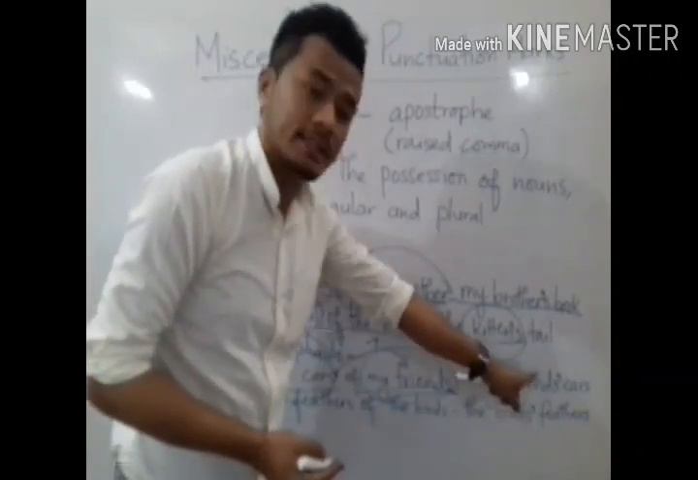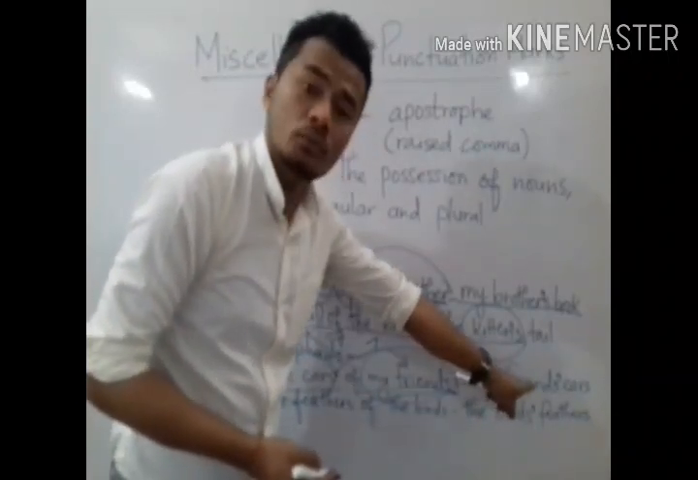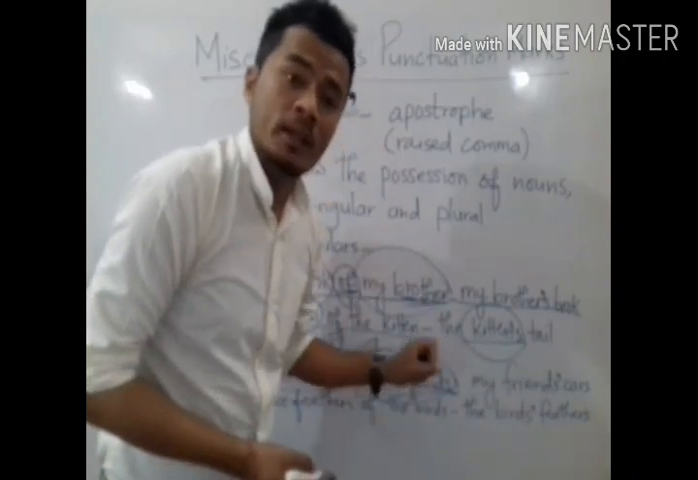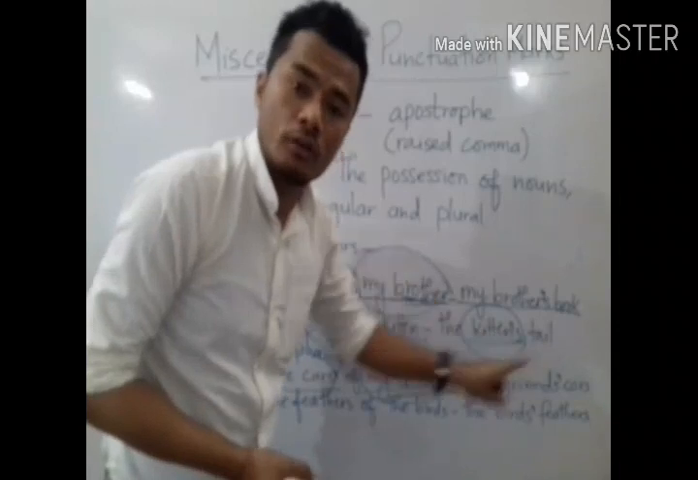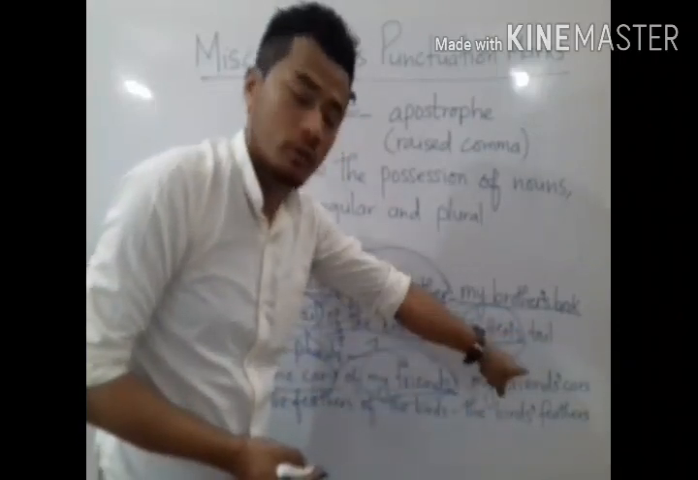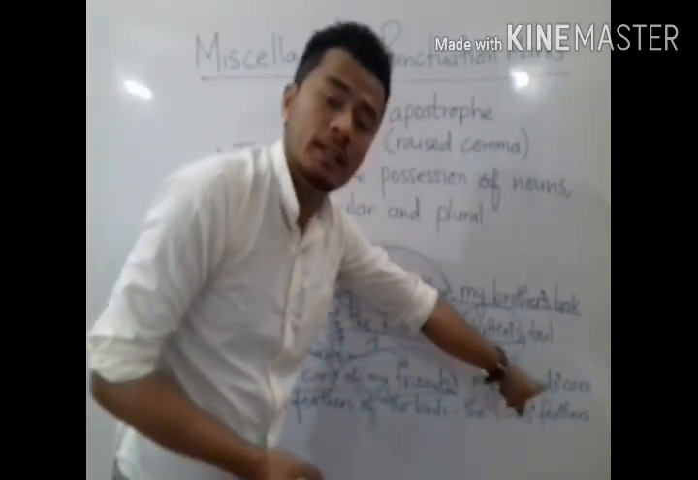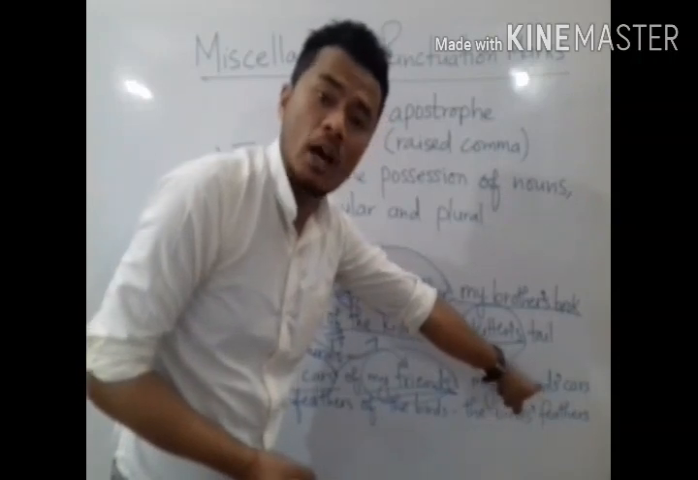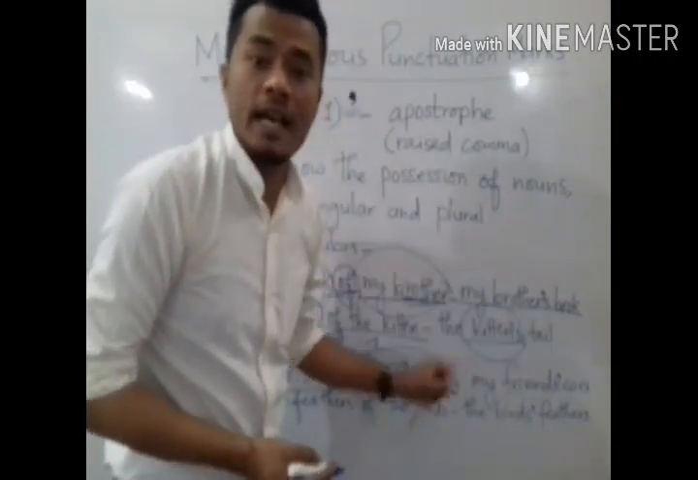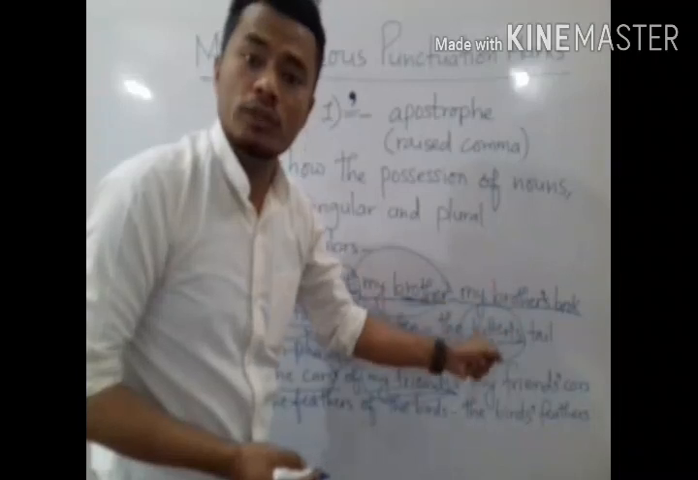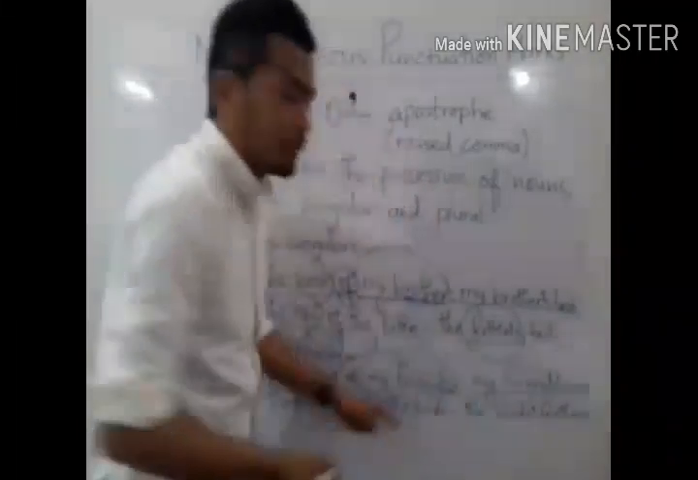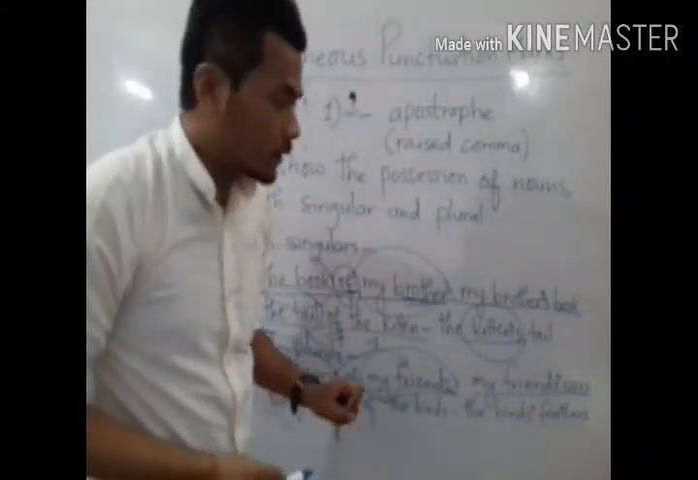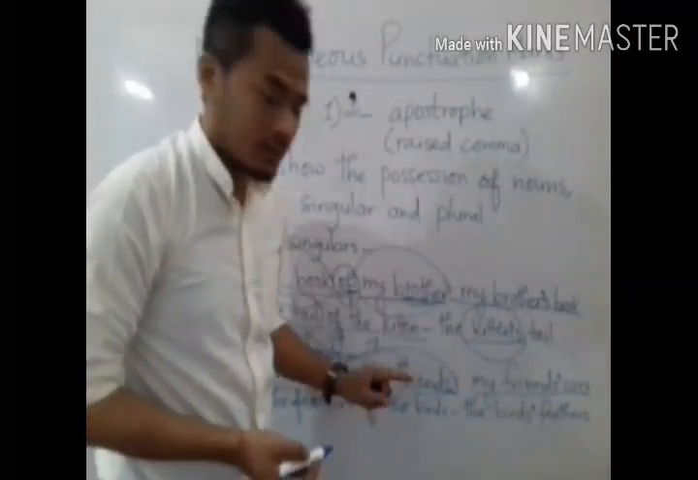Here my friends is the noun of which I am showing the possession. So here, my friends apostrophe. After writing the complete plural noun, I have used an apostrophe to show the possession. So this is the correct possessive case of this plural noun. My friends' cars.